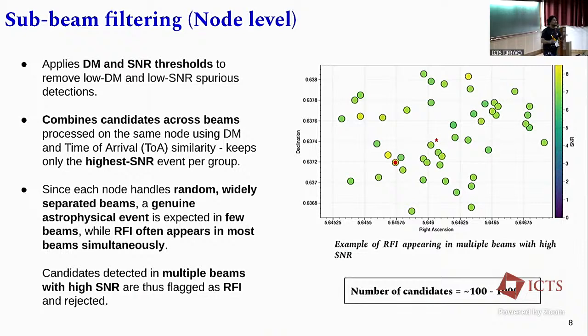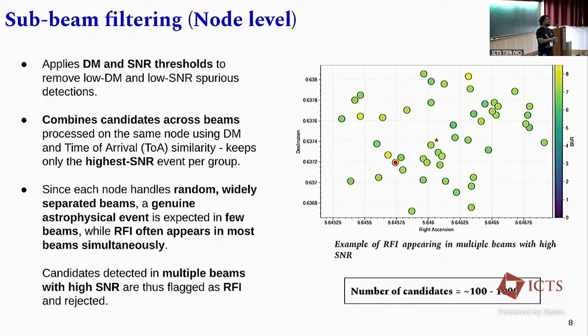Now, once the beam-level clustering is done, we move to sub-beam filtering. As I mentioned, on each node we have different sets of beams. So we combine the candidates from each beam, because any candidate can arrive in multiple beams at the same time and same DM value. Now we want to get rid of those redundancies. So the first step here is we apply a DM and SNR threshold.